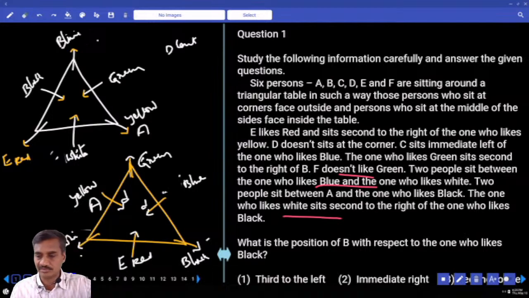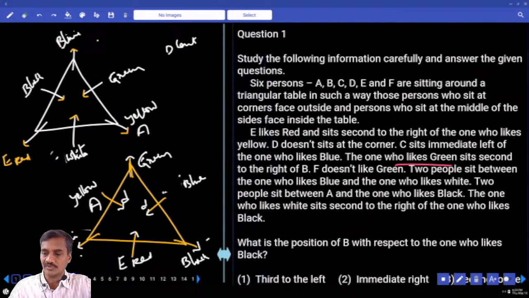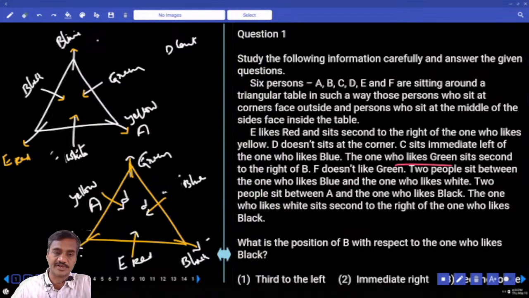Then we have one more piece of information. The one who likes green sits second to the right of B. Green is seated second to the right of B, and so B must be here. And next one, C sits to the immediate left of the one who likes blue.